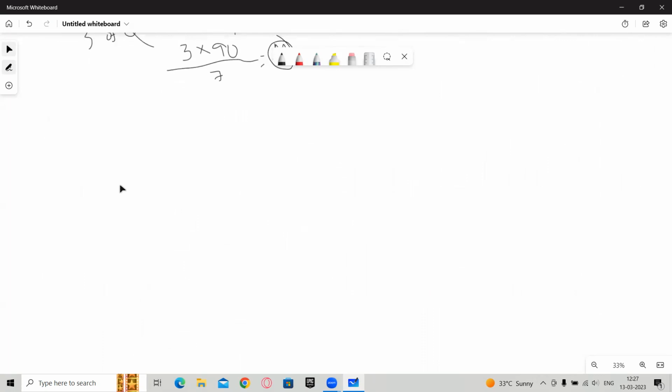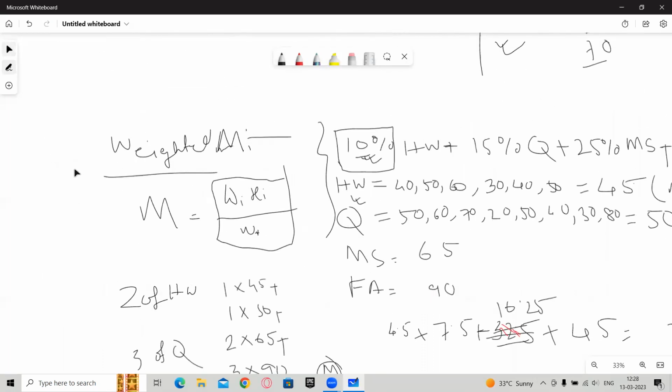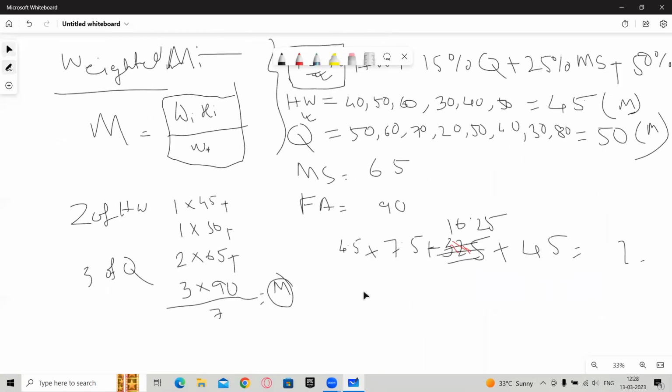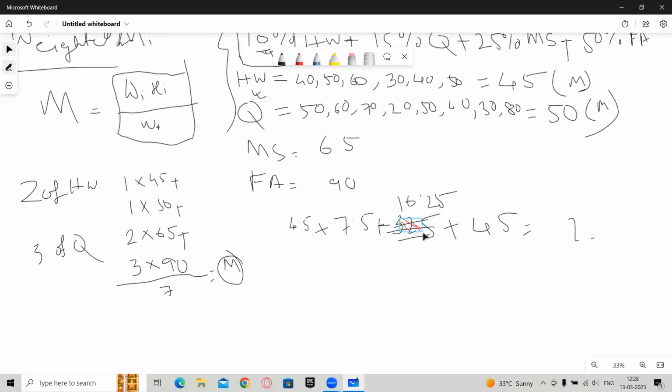In the previous one, after 4.5, 7.5, 16.25, the sum of these will be the result of the mean. Because that's a percentage, you do not need to divide it, since we are already dividing by 100. If it doesn't give a percentage, then we should divide by the total weights.